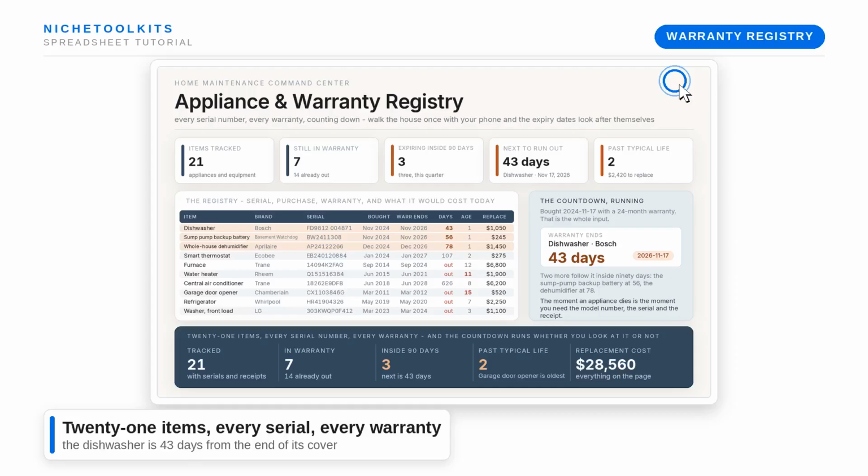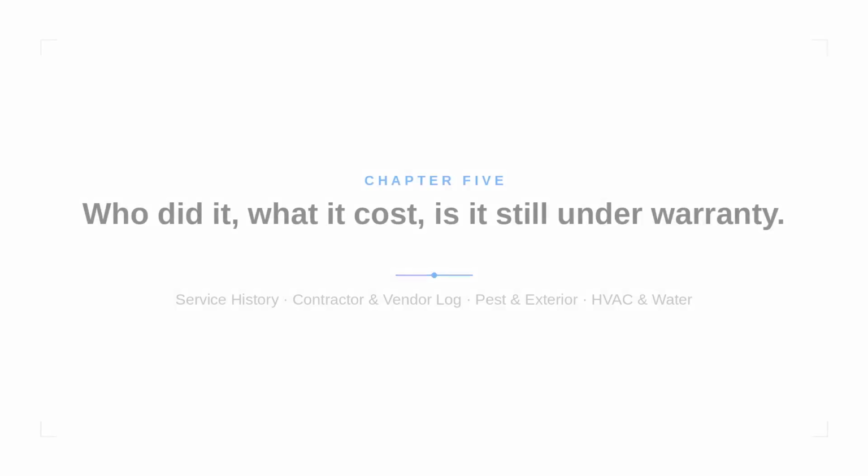7 still in warranty, and the next to run out is the dishwasher, 43 days away. The moment an appliance dies is the moment you need the model number, the serial, and the receipt. Chapter 5. Service history, the people who did the work, and the 2 system tabs.